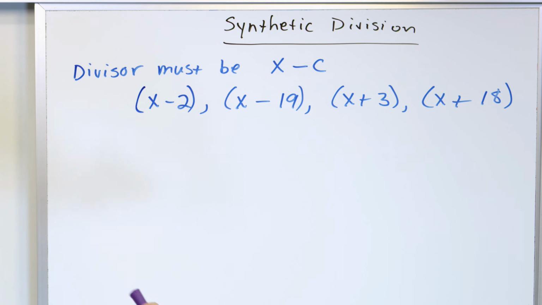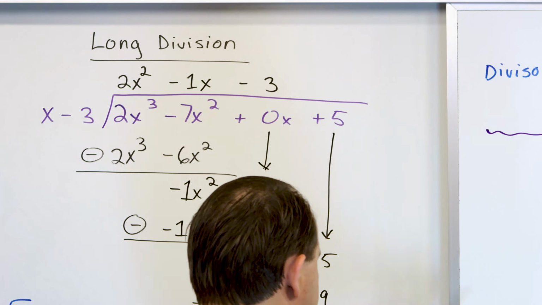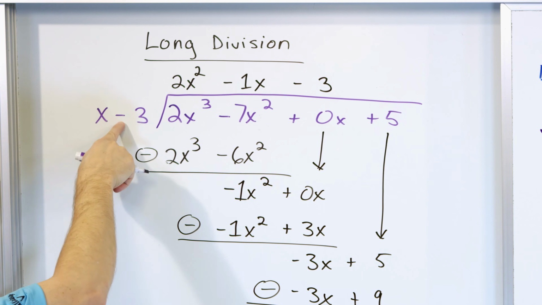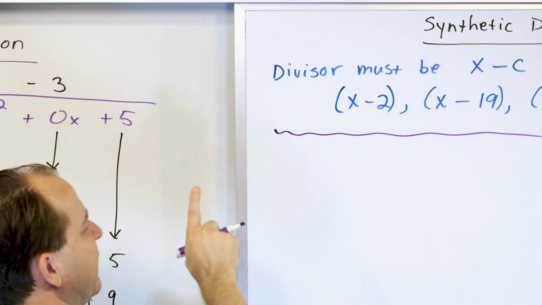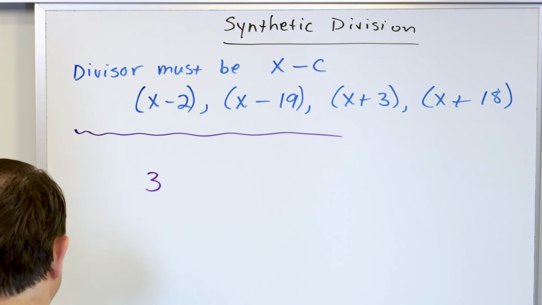First, I'm not going to show you how to do it yet. I'm going to show you what it will look like, and then I'm going to show you how to do it. Here's what you do. This 3 out here, see how it's x minus 3? In synthetic division, it's x minus 3 you're dividing by, but you don't write the minus 3. You write it as a positive 3.